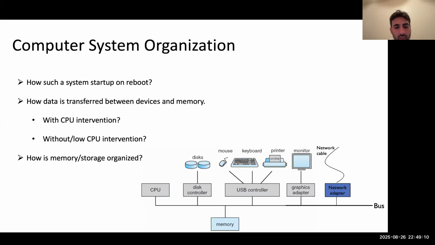And also we will talk about how the memory or storage is organized. Memory and storage actually refer to two different things. Memory is basically volatile memory, the memory chip which actually hosts the data, and storage typically refers to the devices which can hold our data in a permanent way, for example disks, tapes, or SSDs. So we will talk about how memory and storage are organized.